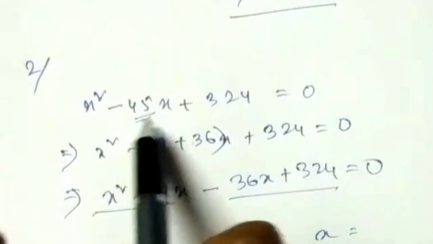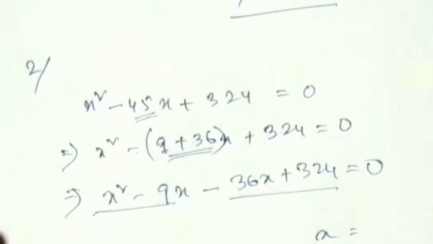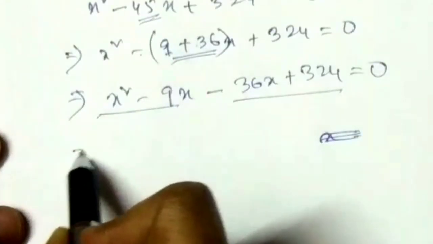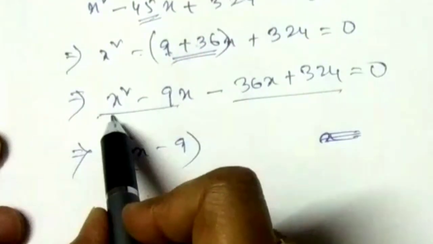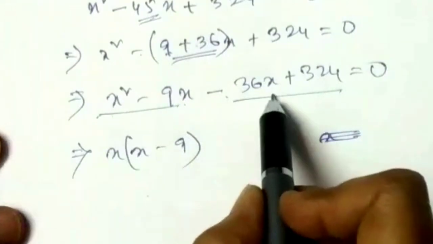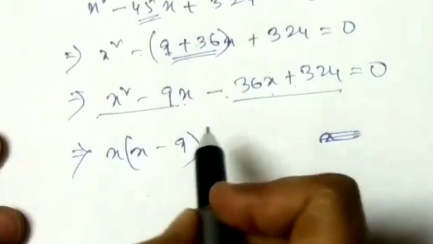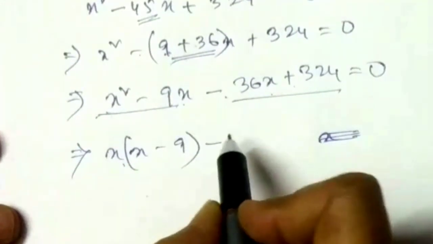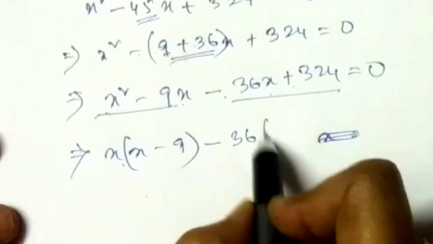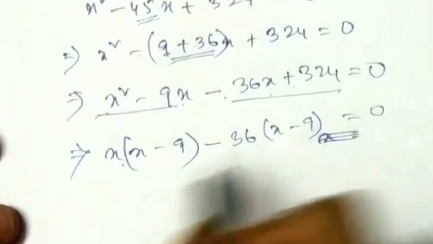So what we do, this 45 will split up as 9 plus 36. If you go by finding these factors, you will get 9 and 36. As I taught you earlier, by the same method you go for finding this. Here we will get x square minus 9x minus 36x plus 324. So here x is common, x minus 9, minus 36 (x minus 9).